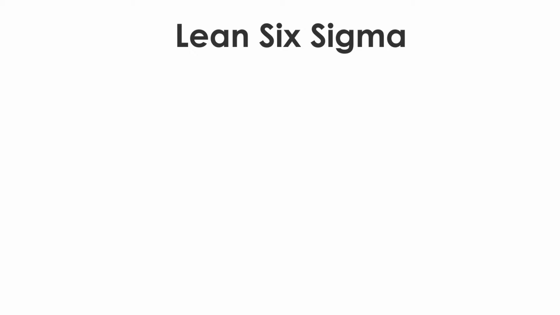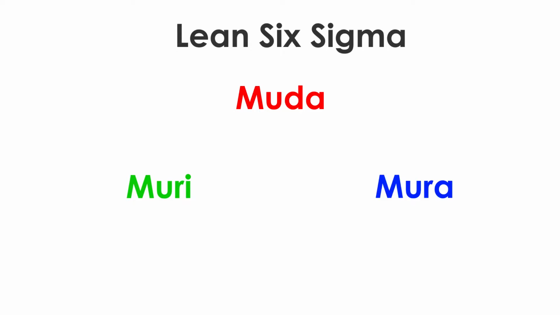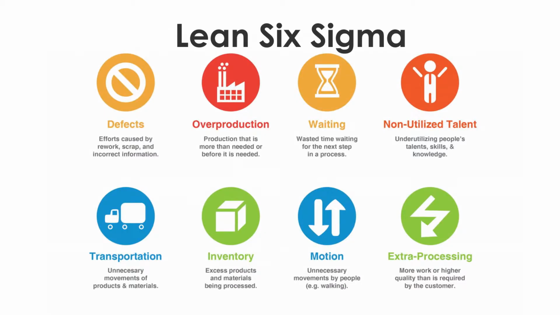Lean identifies 3 waste aspects in organisations: Muda, which is wastes, Muri, which is overburden, and Mura, which is variability. 8 categories of waste fall under Muda: defects, overproduction, waiting, non-utilised talent, transportation, inventory, motion, and extra processing. Lean focuses on flexibility, flow, and speed.